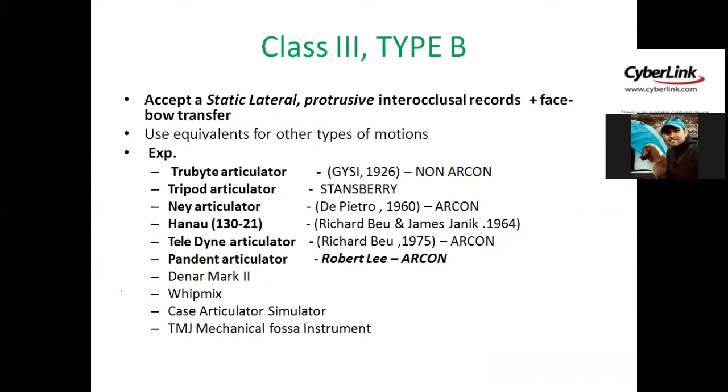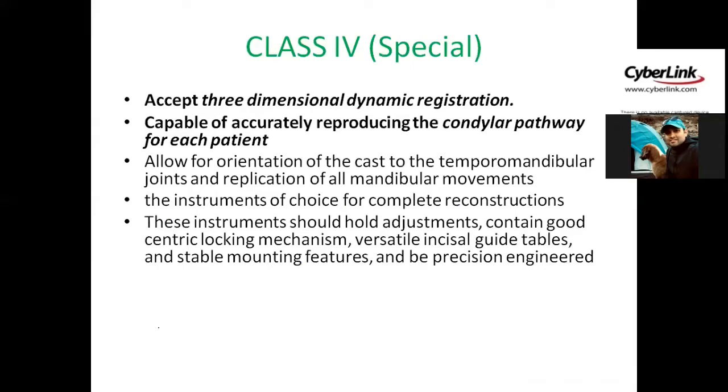Then your class 3 type B, it accepts static protrusive intraocclusal records plus Facebow transfer. Use equivalent for other types of motions. There are various examples of class 3 type B. Then come to your class 4.